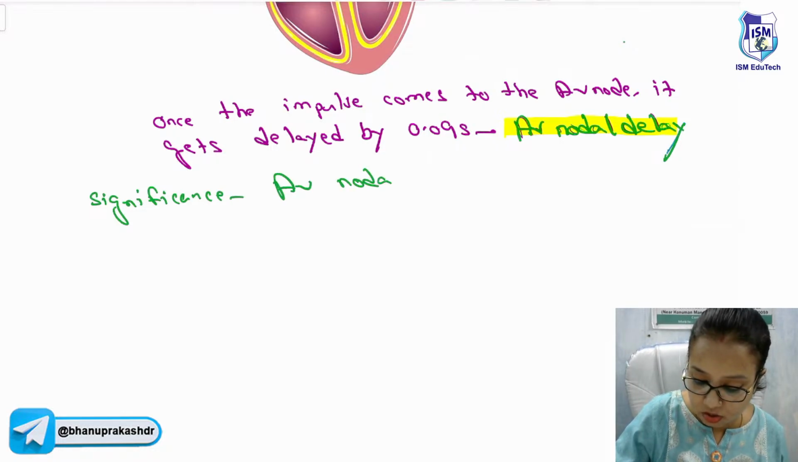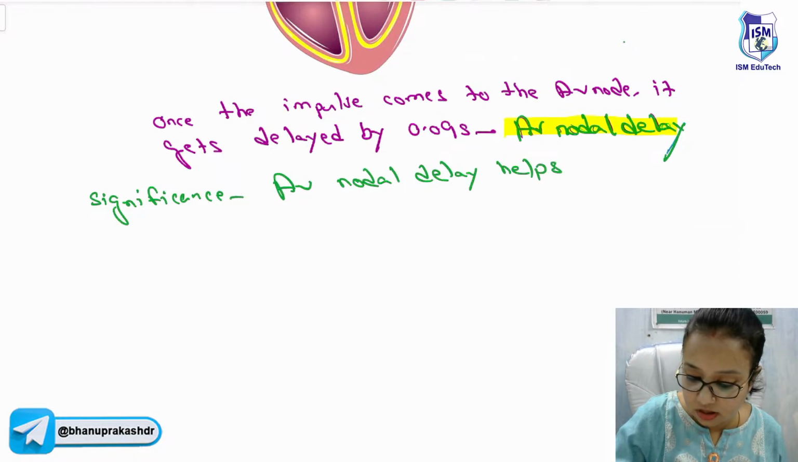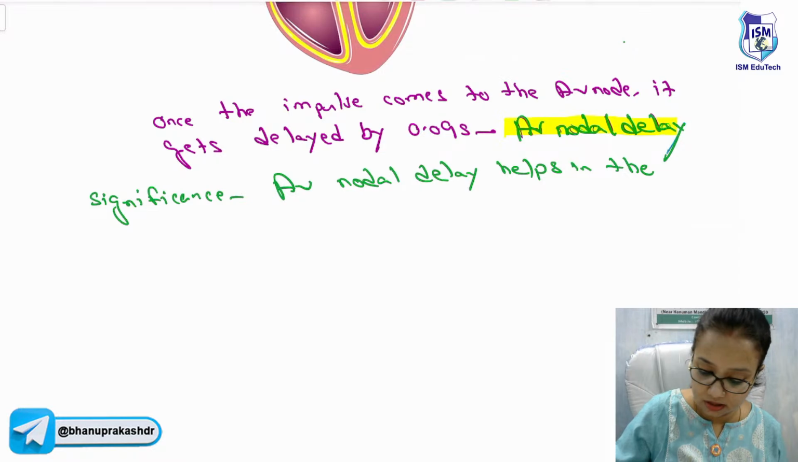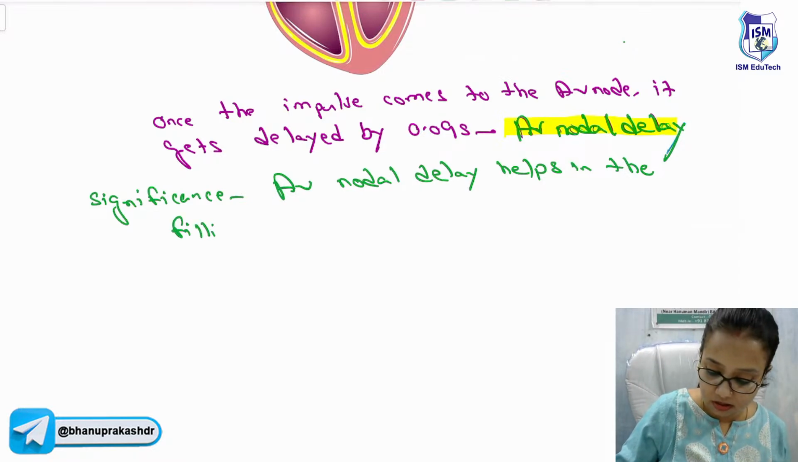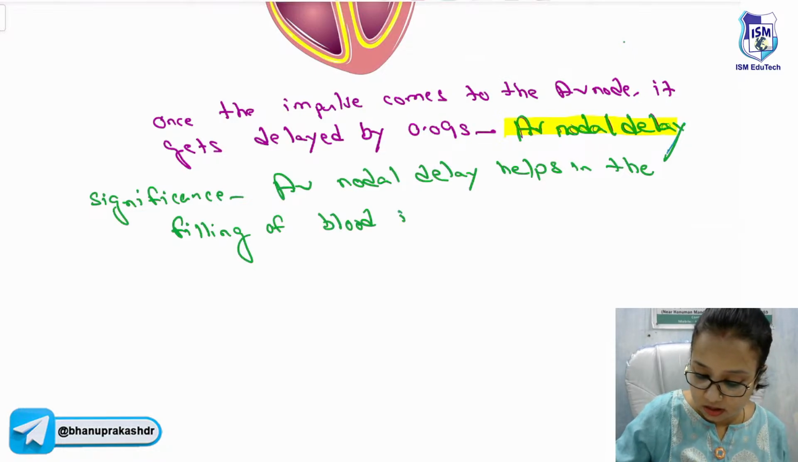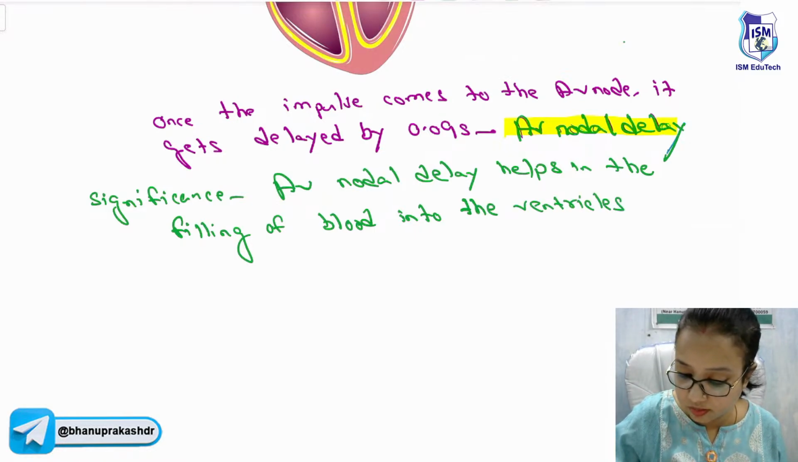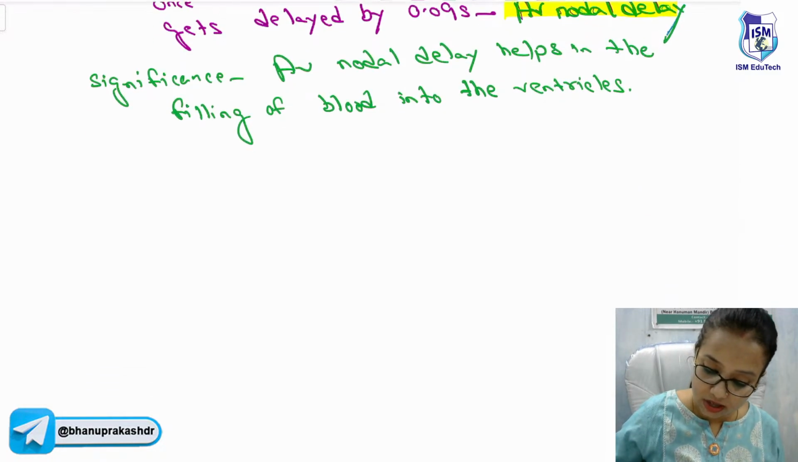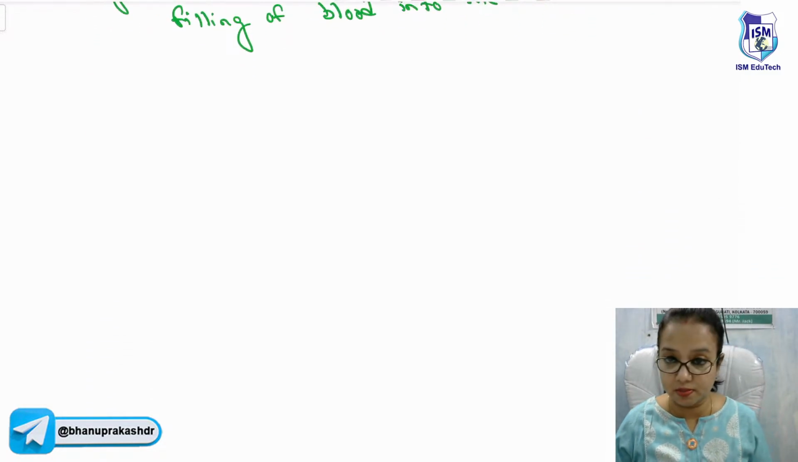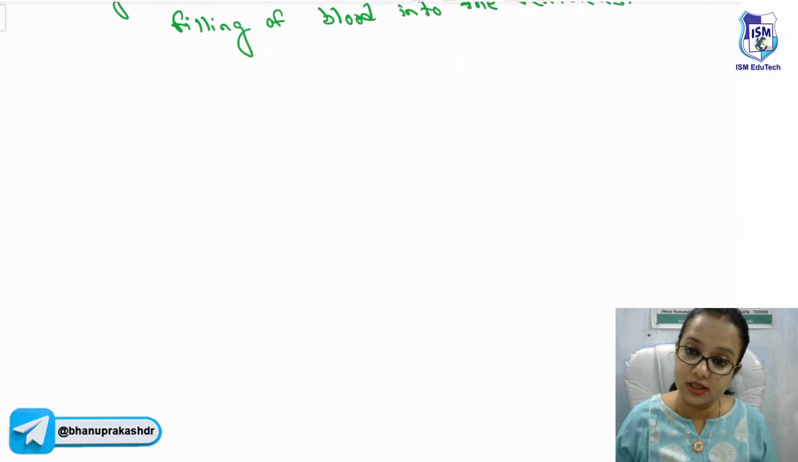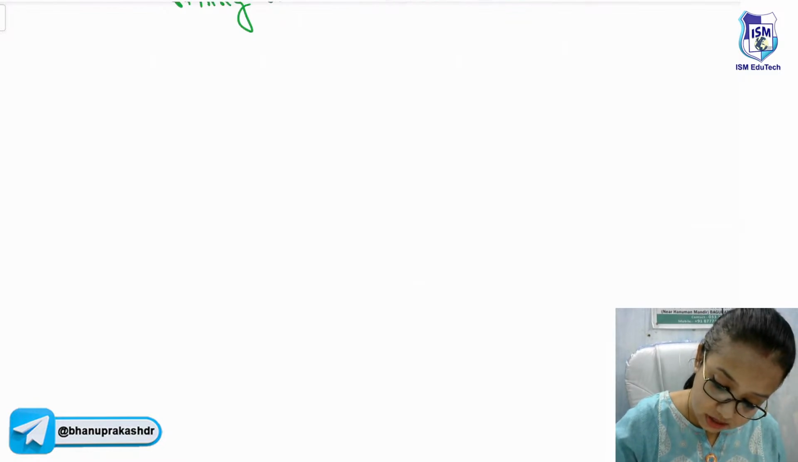the AV nodal delay helps in the filling of blood into the ventricles. It is for this reason that the AV nodal delay happens. Now, after the AV nodal delay happens, next the course that is followed, we'll understand from the diagram.